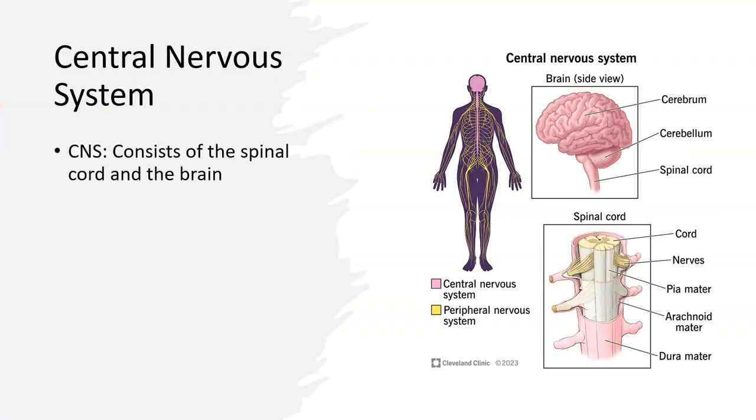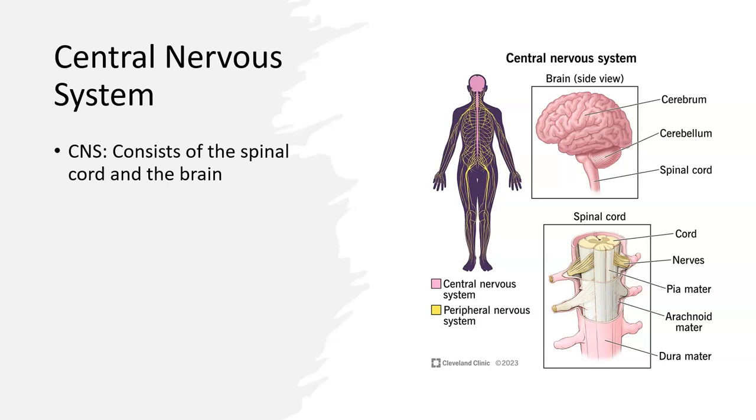So let's go a little deeper into the central nervous system. As you already know, the CNS contains the brain and the spinal cord. In this image, you can see the kind of layout. The pink in this particular image is the central nervous system. The yellow in this particular image is the peripheral. So I think looking at that picture, you can see why they're using the words central versus peripheral.